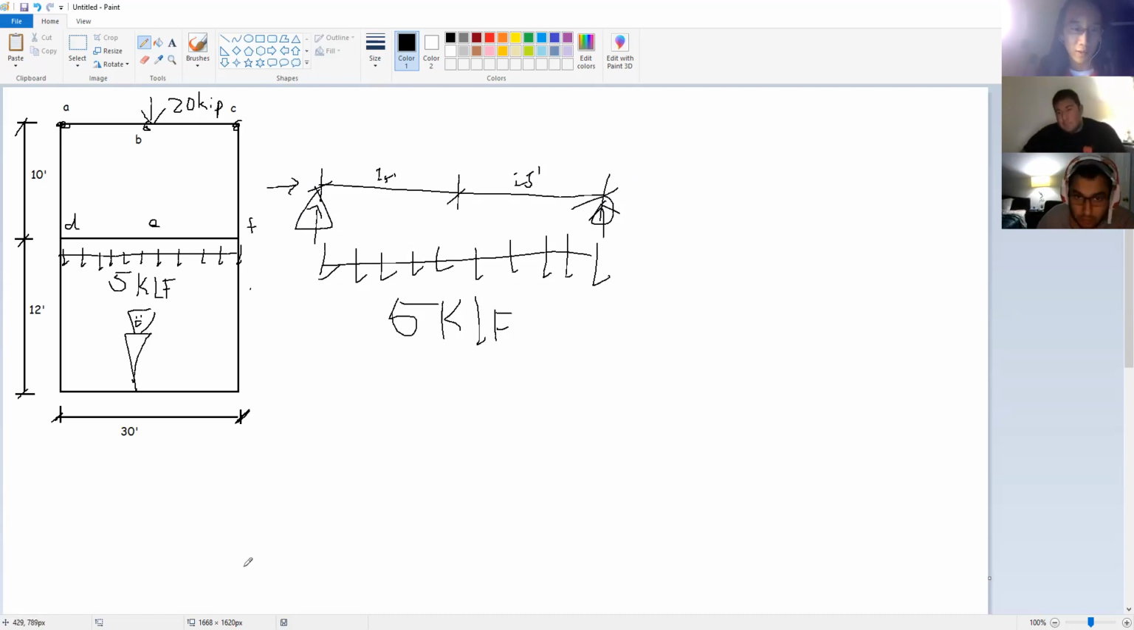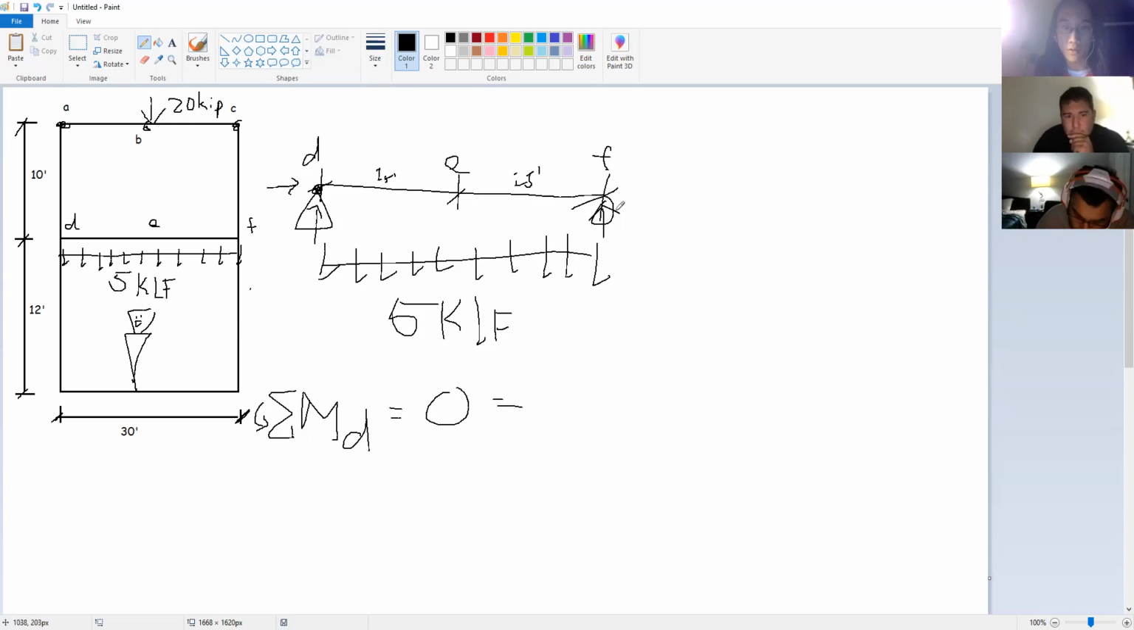I believe we're just going to do literally the exact same thing. Remember what we did in the first one? We're just going to take the summation of moments at this point we're going to call D. This is going to be E. This is going to be F. Summation of moments at D, counterclockwise, we're going to set that equal to 0. And there's this reaction vector right here, RYF, and that's going to be positive because it's going counterclockwise.